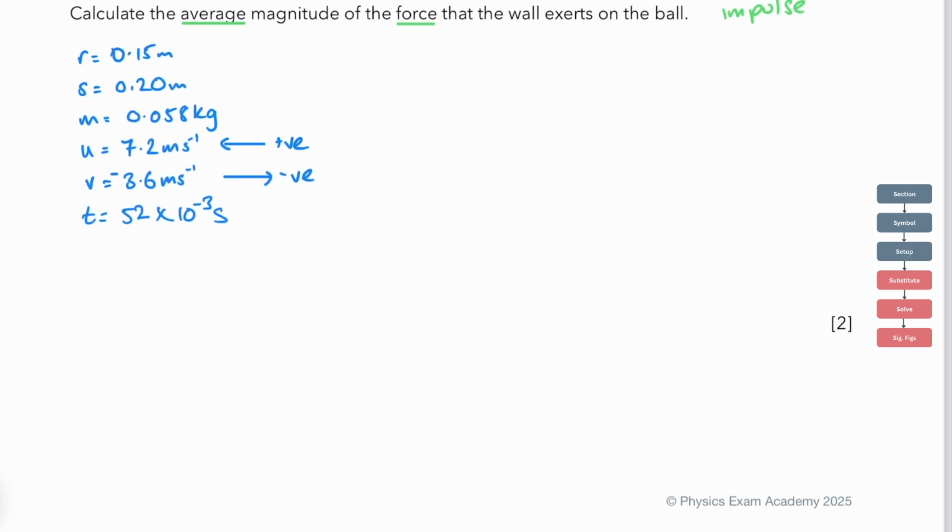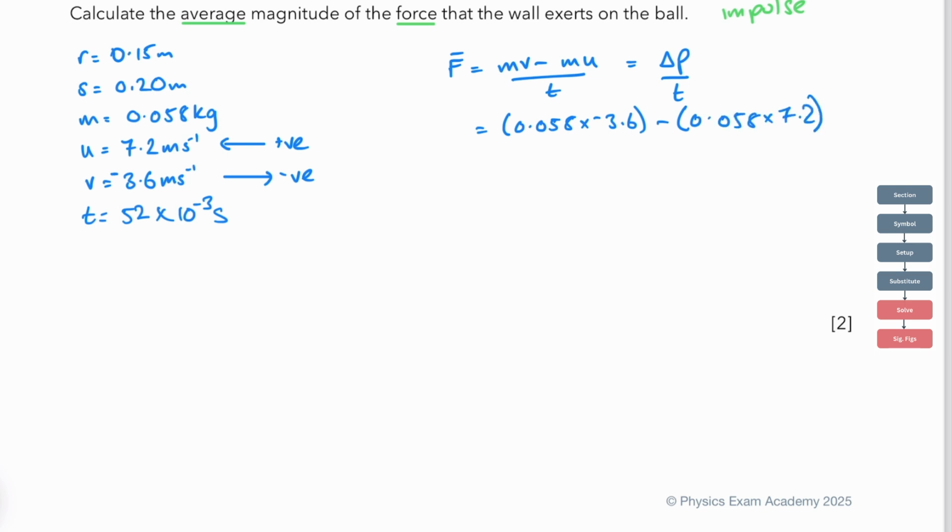The next section of the Solve Smart method is to set up the correct equation. So you go to the data booklet and find an equation that matches this selection of data. And the equation we're going to look at is for impulse. It is average force is equal to mv minus mu over t, or you might know it as the change in momentum over time. So we're going to take the data from the left-hand side and substitute it in, remembering to put in our minus where appropriate.